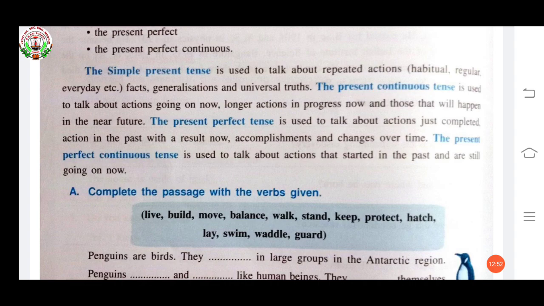Again, I am repeating. The present perfect continuous tense is used to talk about actions that started in the past. If you start any work in the past, like you are painting a wall, you had started yesterday and still you are painting, your painting work is not completed, it means this is present perfect continuous, because you are continuously doing it from yesterday to today. So this is called present perfect continuous tense. Okay, now see the exercise.